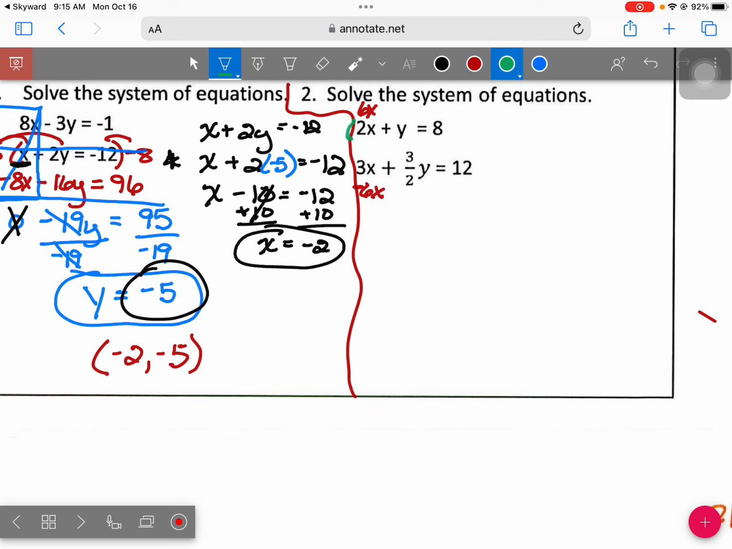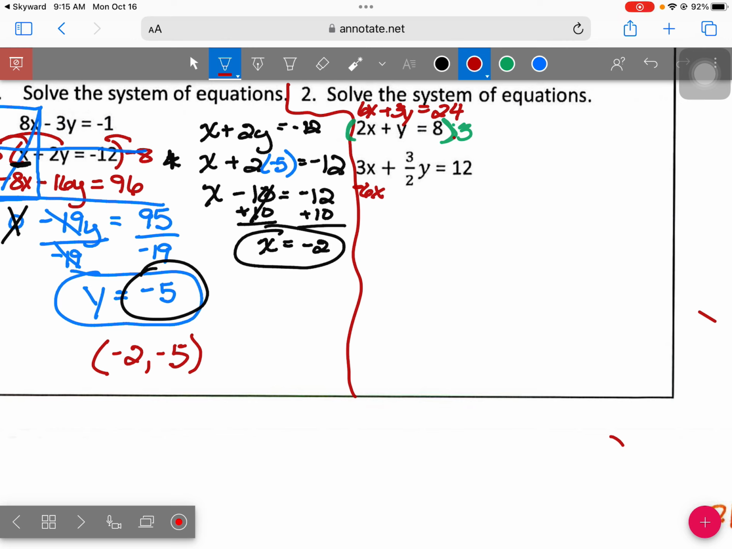So that means I need to multiply this first equation by what amount? Class? The top one I'm going to do times +3. So let's just do that one. So 3 times 2x gives me 6x. 3 times y gives me 3y. And 3 times 8 gives me 24.